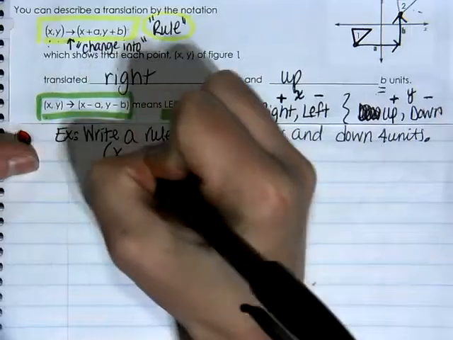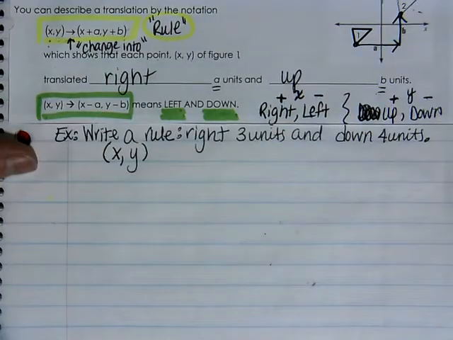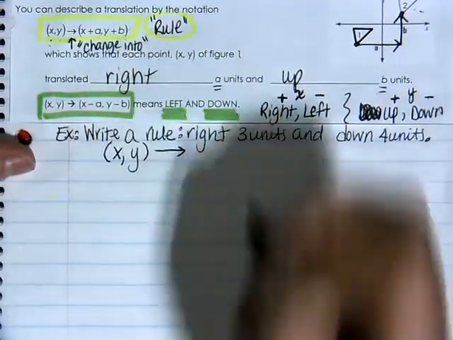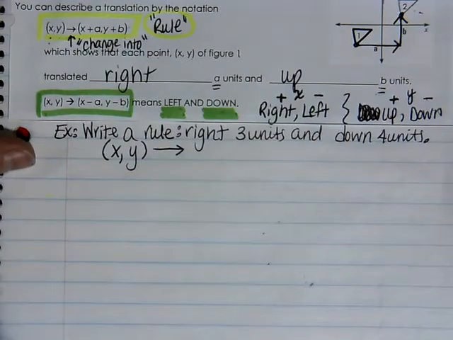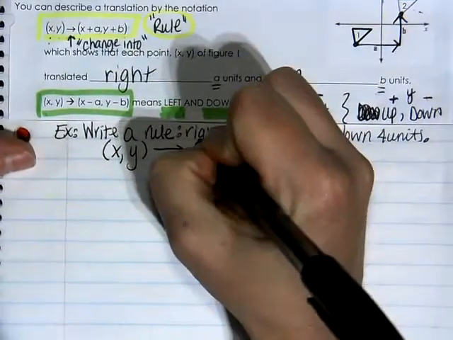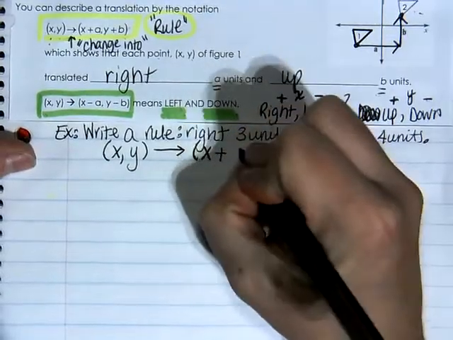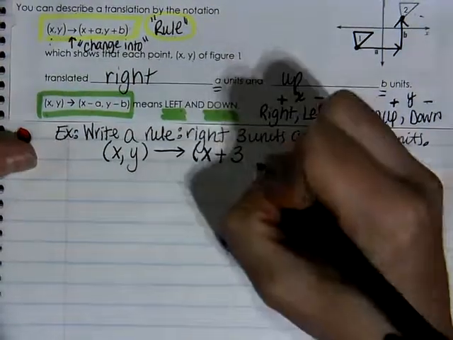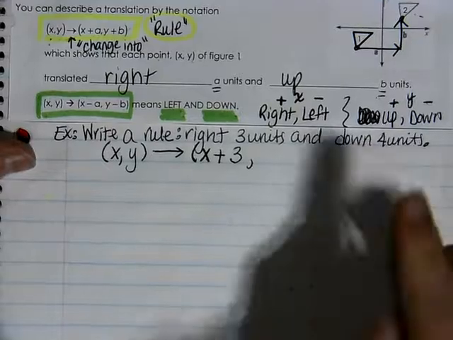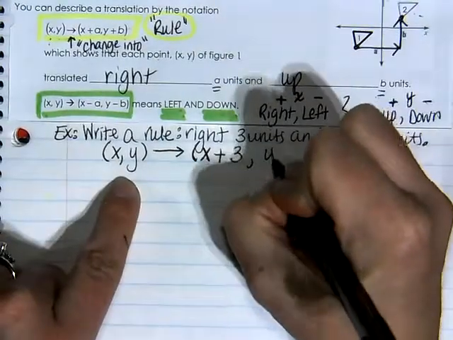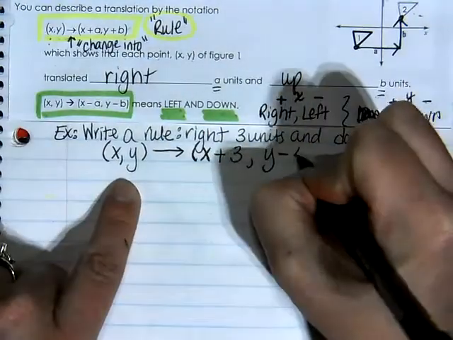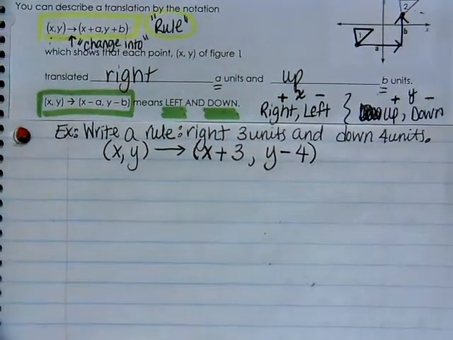You would write your ordered pair of x, y. You would draw an arrow because it means changes into. And to go to the right means that your x values will be increased by 3 units, comma. Down 4 units means that your y values will be decreased by 4 each time. And that is your rule.